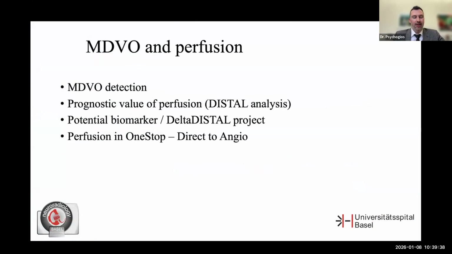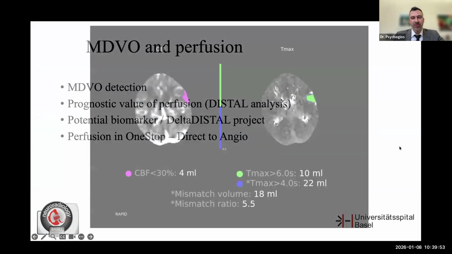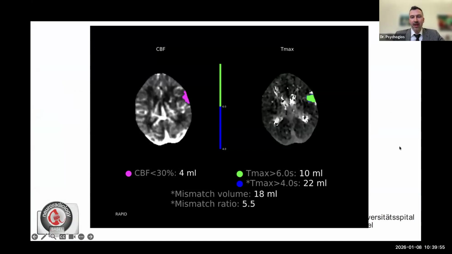So we're going to talk about MDVO stroke, medium or distal vessel occlusion, as I usually try to refer to them, MIVOs as you know them, or DVOs. We're going to talk about MDVO detection, about the prognostic value of perfusion, about using perfusion as a potential biomarker, and then end with my topic that I really love, one-stop in stroke, and how perfusion can actually help us there.